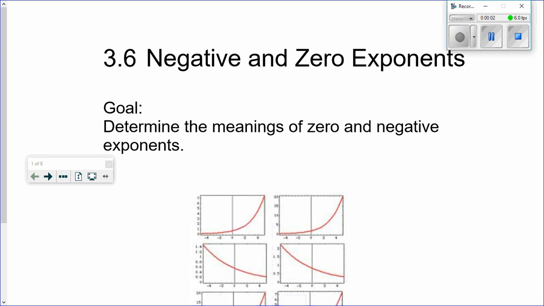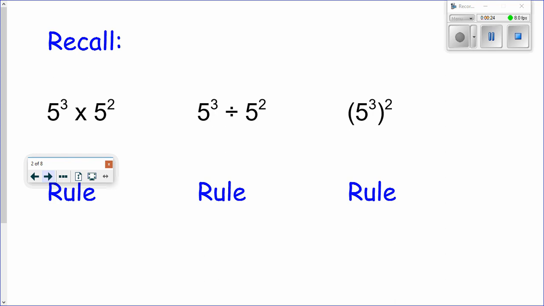Welcome back, everybody. This is the last section, the last of the new stuff in Chapter 3. It's kind of a throwaway lesson. It doesn't really fit in with much of anything else that we've been doing, but we got to cover it, and this is where it is. We are going to be looking at exponents, precisely what negative exponents and exponents of 0 mean.